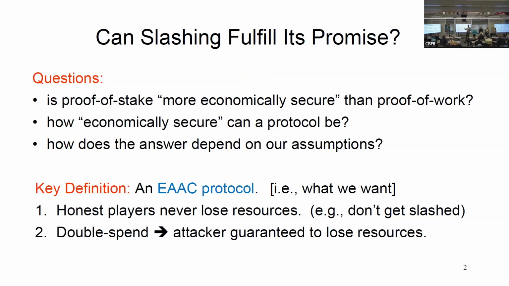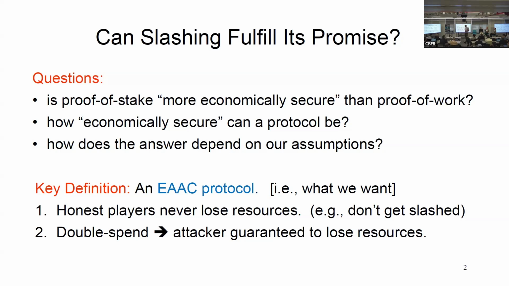Two of them are negative results, which say that if your assumptions are too weak, then you actually can't get what you want. You can't achieve the goals of slashing in a proof of stake protocol, for example. And then there's a third positive result, which says that under a stronger set of assumptions, you provably can. To state any of those 3 results, I need a new definition, which is what property we want a protocol to satisfy.